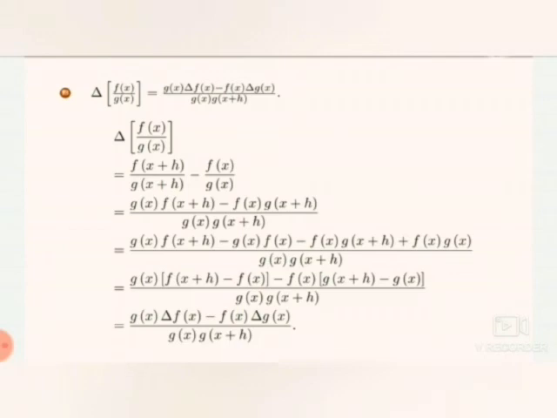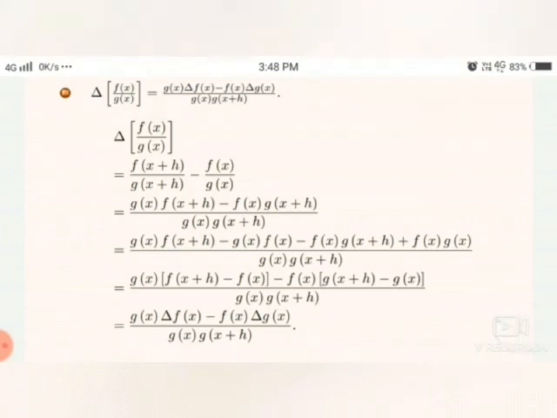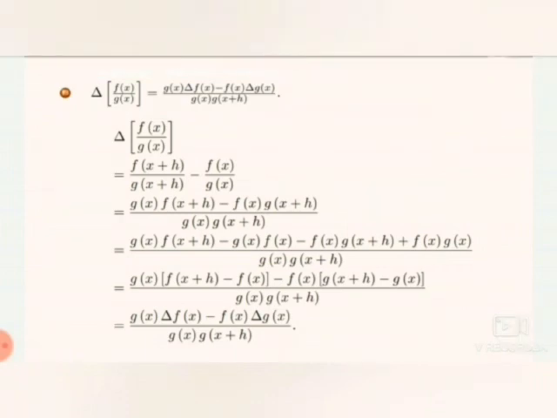And now see, within the bracket, f of x plus h minus f of x is the forward difference of f of x, which is the formula for forward differencing of f of x, and the bracket value g of x plus h minus g of x is the forward differencing of g of x. So we can write g of x into del f of x minus f of x into del g of x, divided by the given denominator g of x into g of x plus h.